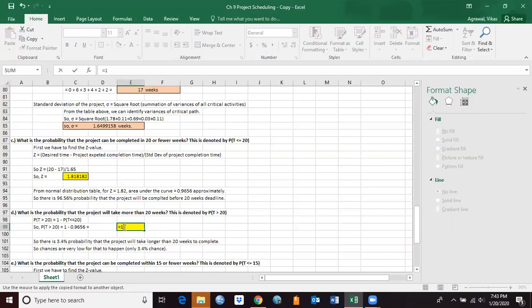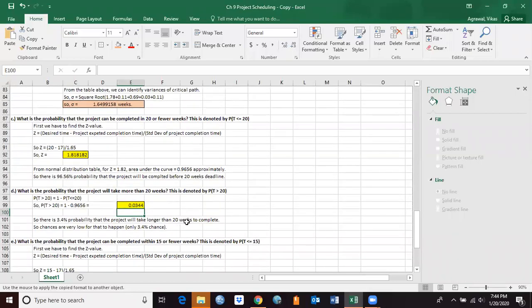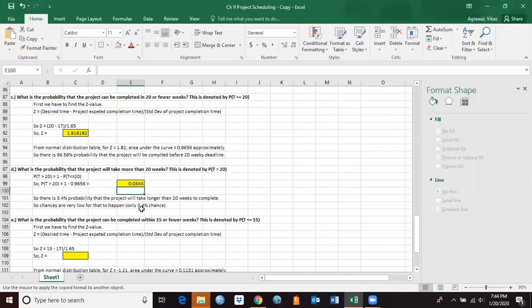That's something you have to keep in mind. So here, 1 minus 0.9656 gives me 0.0344, which means that there is only a 3.4% chance that the project will take longer than 20 weeks. So it's a very slim chance. We are almost again 96.56% sure that the project will be done within 20 weeks.